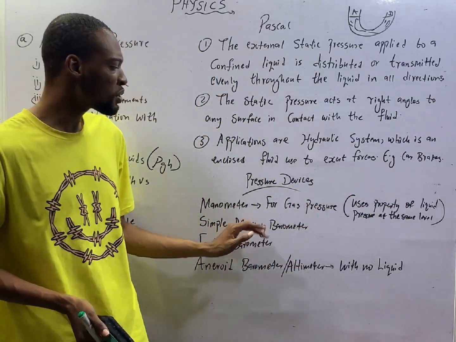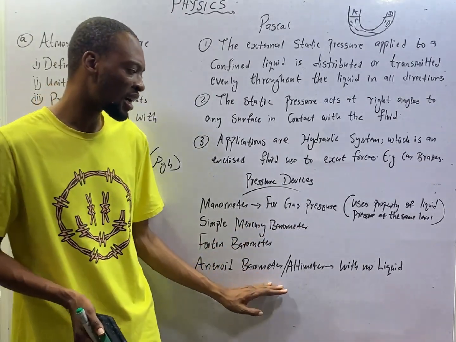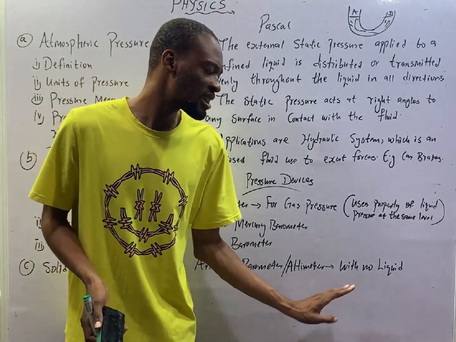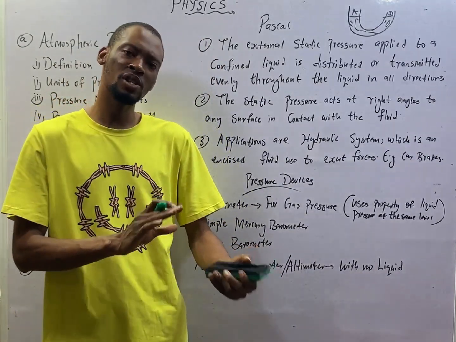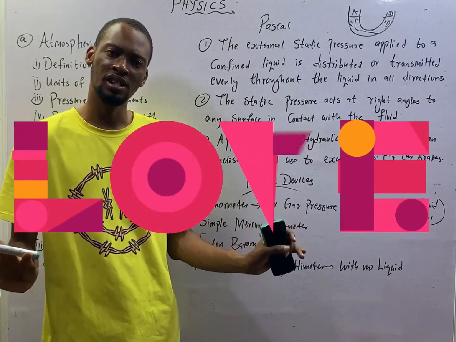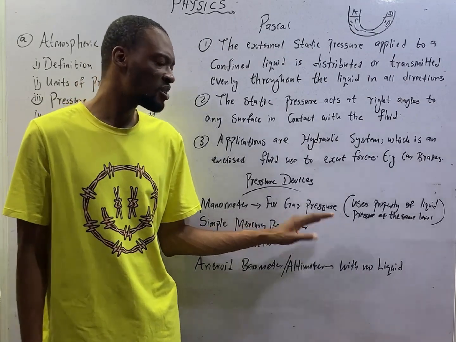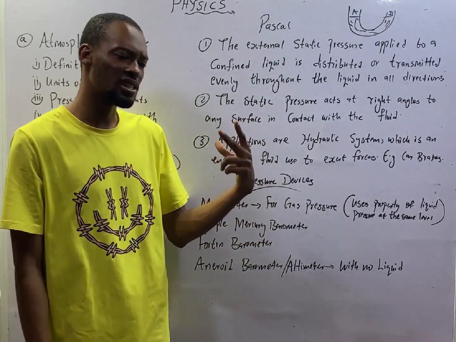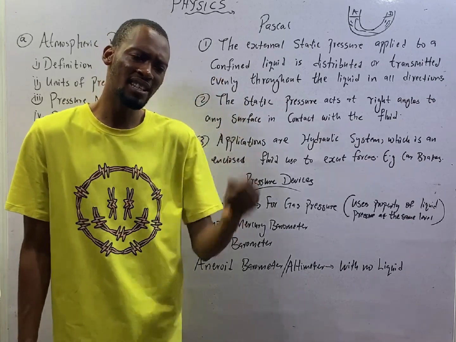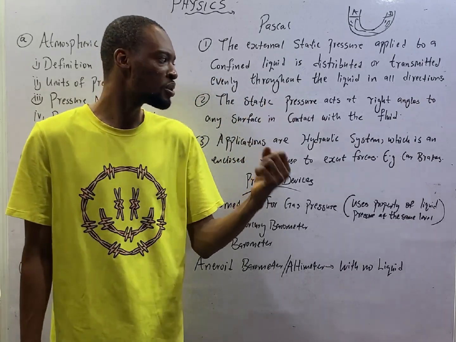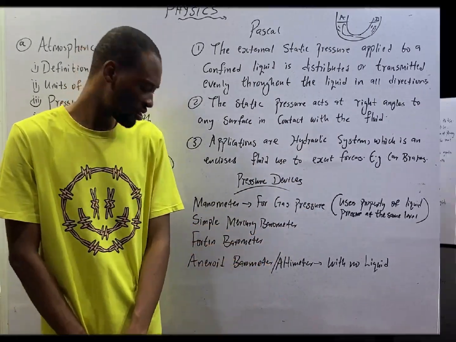And we have simple mercury barometer, Fortin barometer, and aneroid barometer or altimeter. The aneroid barometer or altimeter is a pressure measuring device that does not have liquid in it. It doesn't use liquid. While simple mercury barometer uses mercury, and mercury is dense. And remember, pressure increases with density. So the rise in liquid in mercury won't be so obvious. This is why we can use mercury as a pressure measuring instrument.